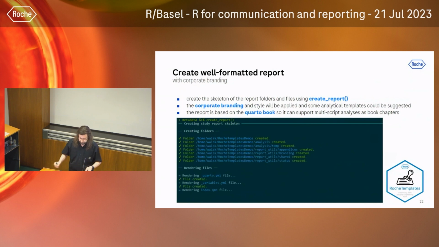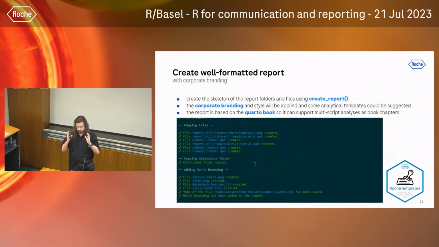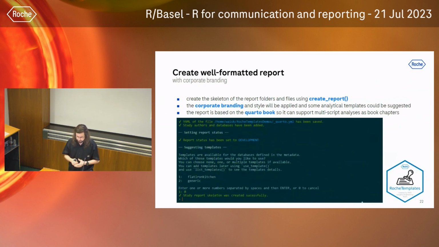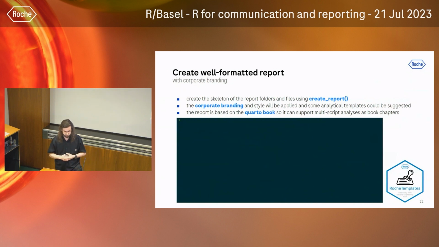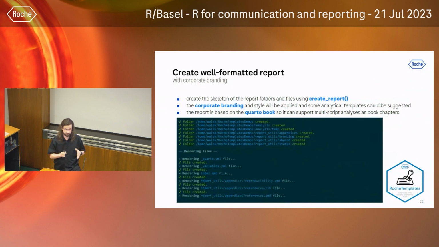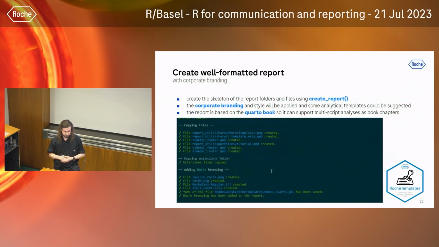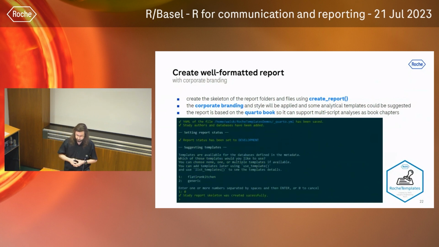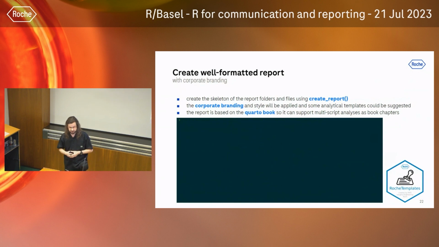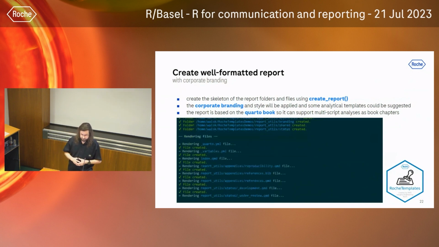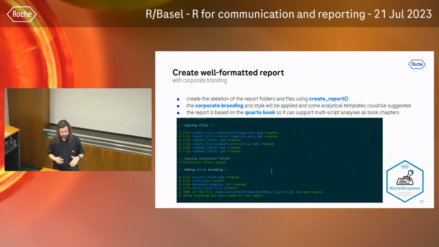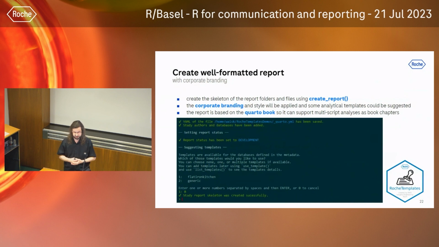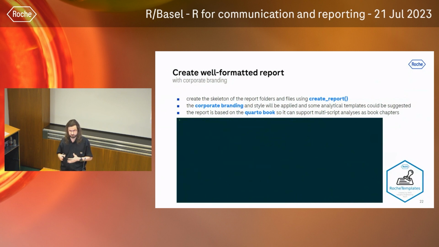After gathering all the metadata, we can just pipe them into the create report function. It will create all the necessary files and folders for report Quarto book and put the metadata into the proper places of the report. Additionally, it will automatically set the default status of the report and apply default corporate style and branding. At the end, it will make an attempt to suggest you to use one or more analytical templates based on the metadata information about the databases used in the study.